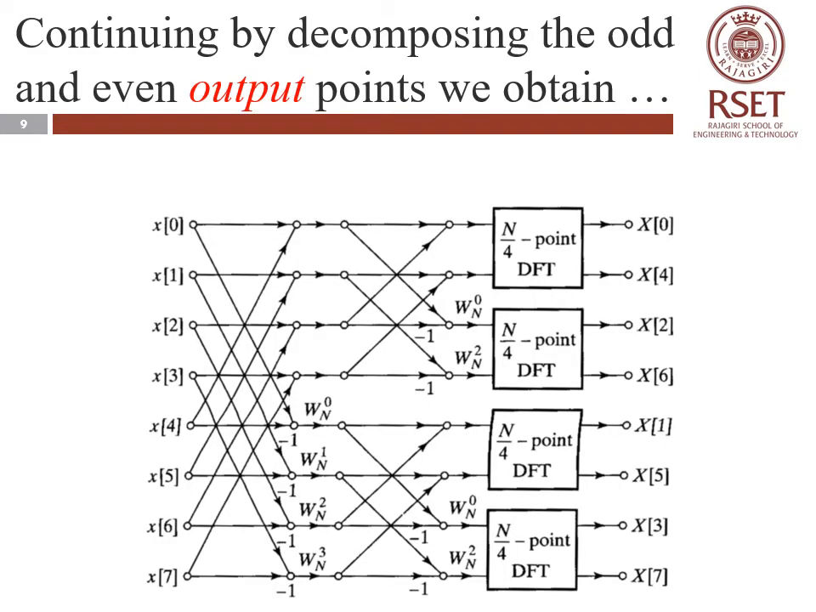Now we continue with the decomposing procedure. We further decimate the N by 2 point DFT into N by 4 point DFT, so we get the structure as shown.